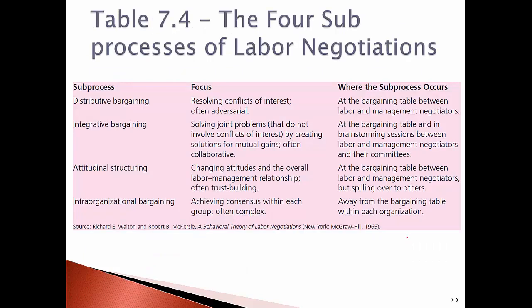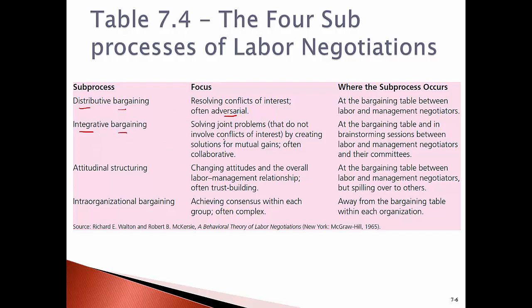There are 4 sub-processes of labor negotiations. 4 things that are sort of going on at the same time, or at least can be. Those sub-processes include distributive bargaining. You can think of distributive bargaining as how are we going to divide up the pie? The company generates a certain amount of revenue. How are we going to divide up that revenue? This often is focused on things that are considered sort of adversarial or conflicts of interest. This typically occurs at the bargaining table between labor and management. So you would think here about kind of win-lose scenarios where there's a trade-off. If the company gets more, the workers get less, or vice versa.